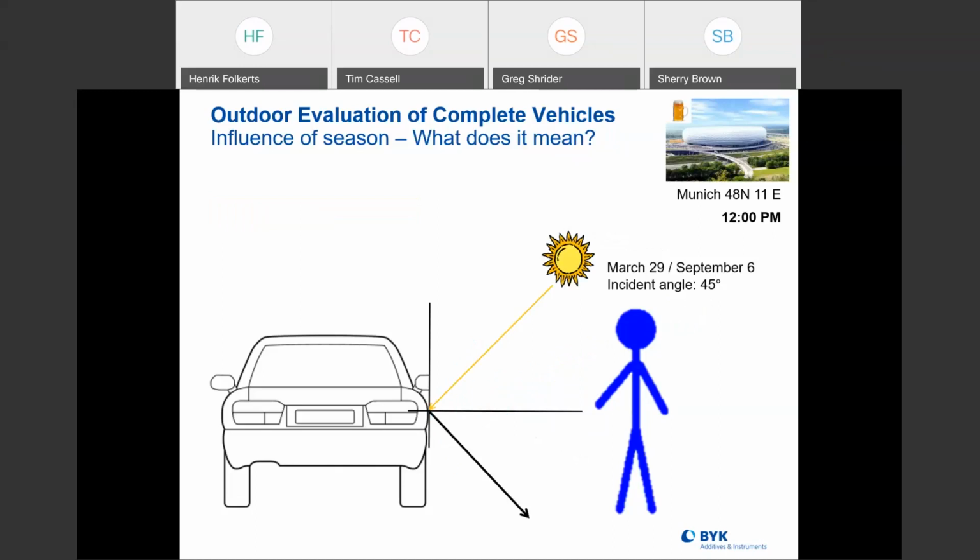And then if we were March 29th or September 6th, where the incident angle is 45, we would be evaluating the 45 and the 75. So what can happen is you can get a car bought off in June and everyone thinks the color harmony is great. And then maybe you go into September and you're not looking at the same angle. And now you see a problem with the vehicle, even though the paint hasn't changed itself.